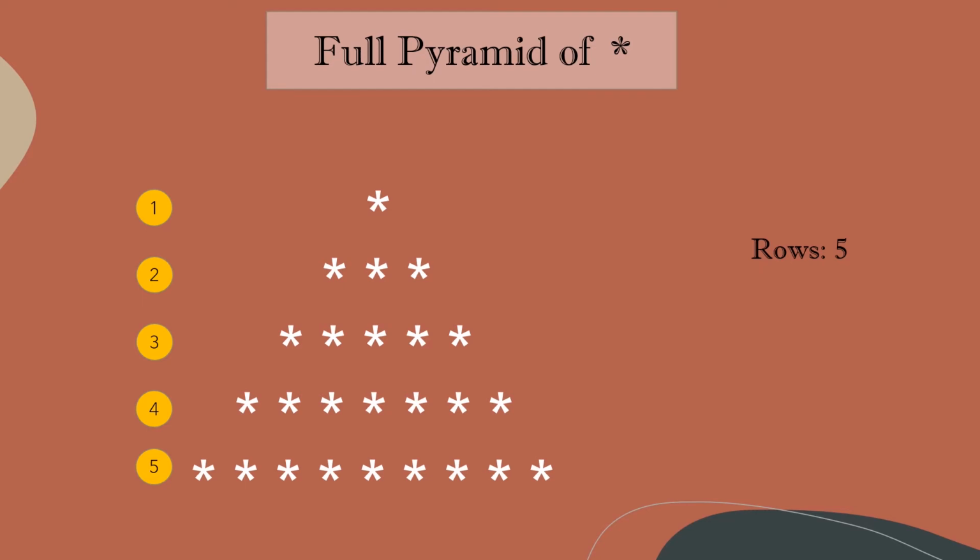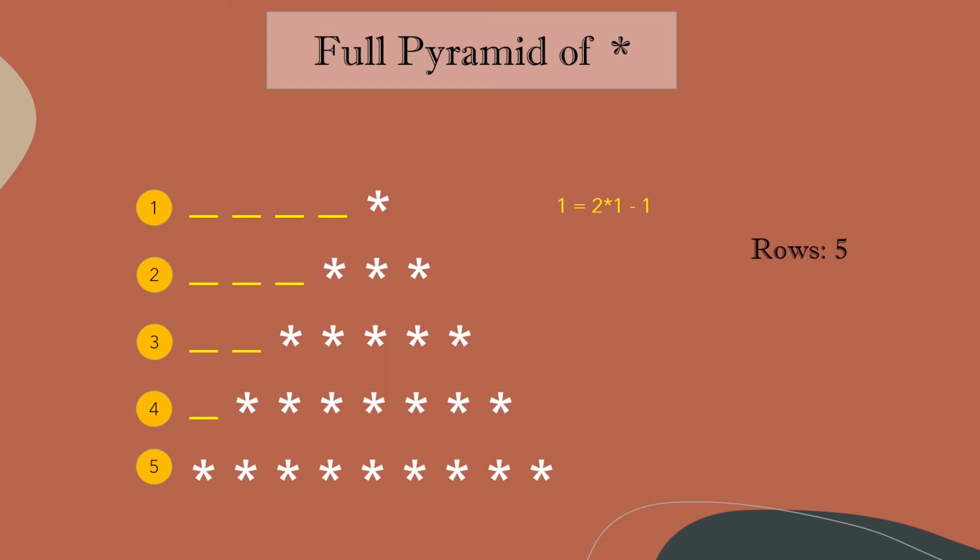Here you can see that in each row the number of stars is an odd number. So it will also be divided in 2 parts. In the first part I have to print spaces and in the second part I have to print stars. So for the first row I have to print 1 star.